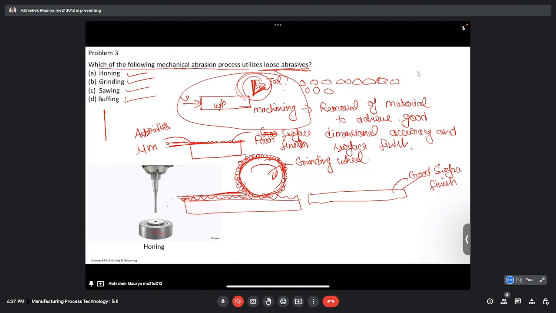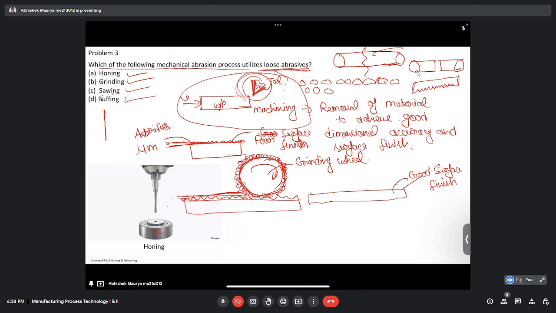Sawing process is not a finishing process, it is a cutting operation. Suppose we have a big rod and we want to cut it into two parts, then what we do, we use a saw. You are already aware of how a saw looks. So with the help of a saw, we cut this big workpiece into two small pieces. So this is used for the cutting process.